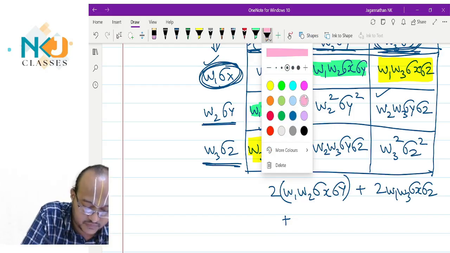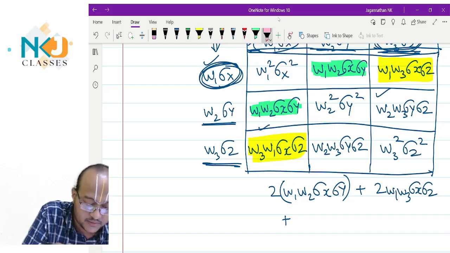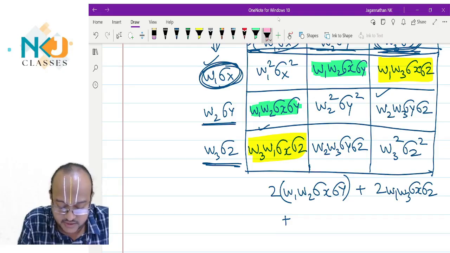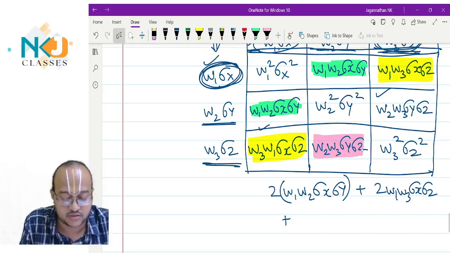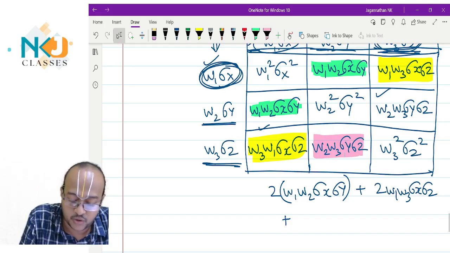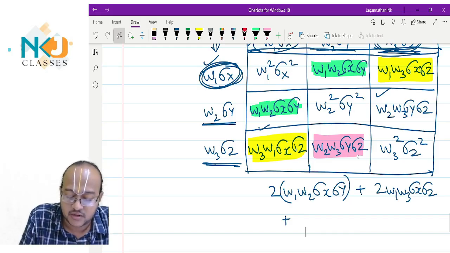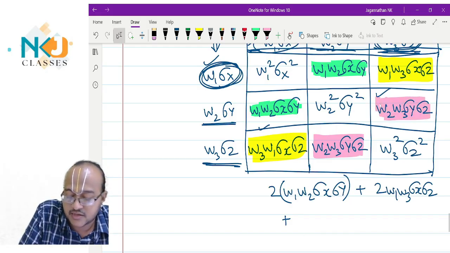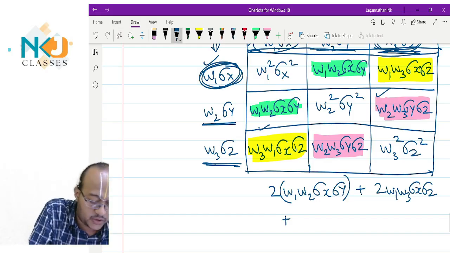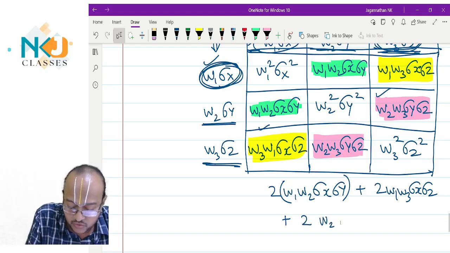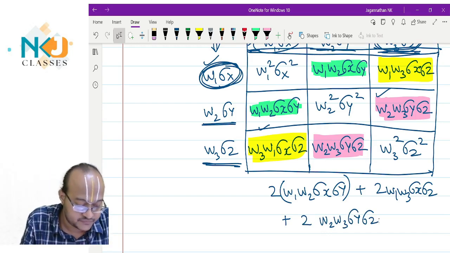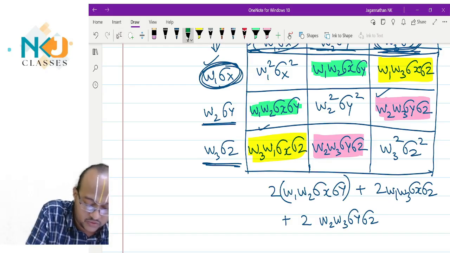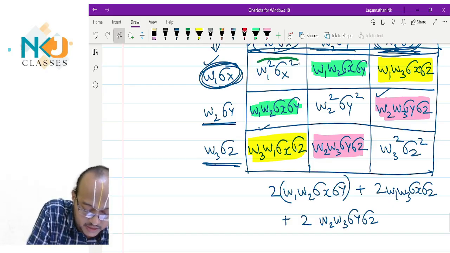Now, see here, third. Come to third one. What is that? W2. Okay, can you see this rows number, rows marking? W2, W3 into sigma y into z. Here also W2, W3, sigma y into z. Correct? How can you write 2 into W2, W3, sigma y, sigma z? Are you all getting the point?